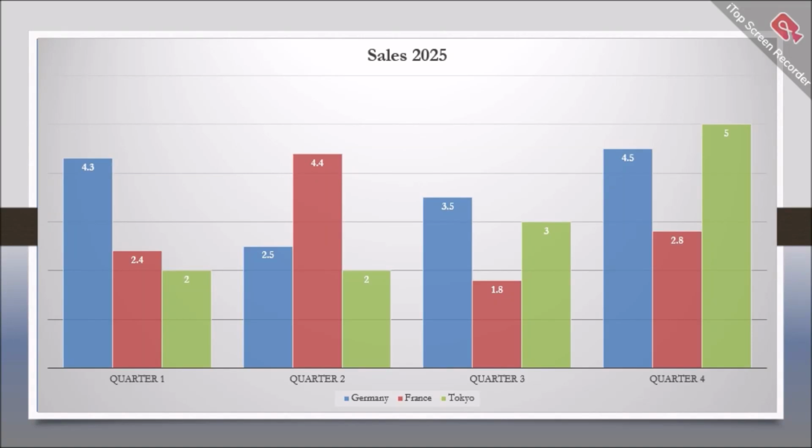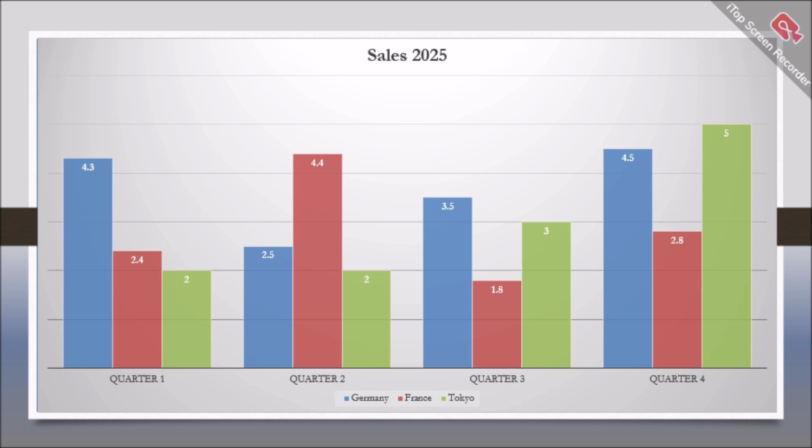I'd like to give you an overview of sales in 2025. To get started, let's look at the sales for Germany, France, and Tokyo. As you can see on the graph, France peaked in Q2, whereas Tokyo peaked in Q4. Now I'd like to turn to the dips in Tokyo for Q1 and 2. This leads me to my next point.